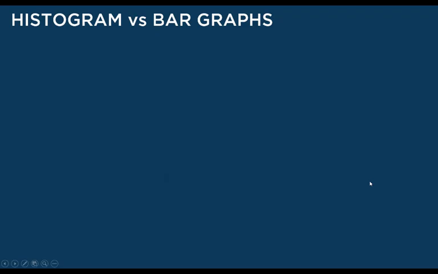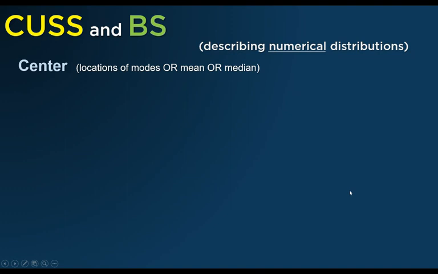But when we're talking about CUSS and BS in AP statistics, what we're really talking about is identifying and describing these numerical distributions in a really profound way. C is going to stand for center. And there are three measurements that we use for center generally. We have modes, which is just the most frequent. We have the mean, which is the average, which we've talked about already in this class. And the median, which is the middle number in a data set, which we'll talk much more about when we get to box plots. So those are measurements of center.